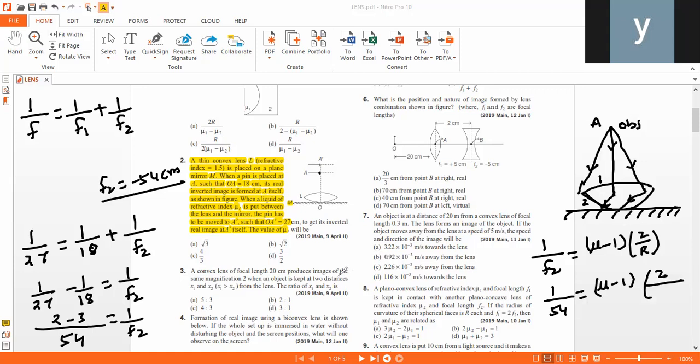See the radius of curvature, 2 by r. Now here you can see a thin convex lens. That is the refractive index of the lens, it is 1.5 into 2 by r.